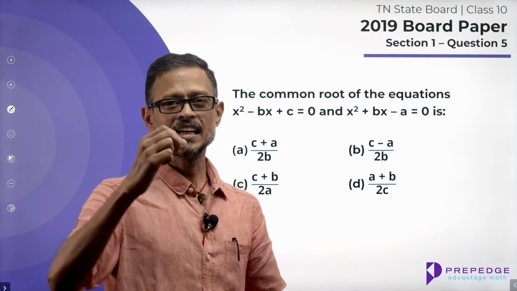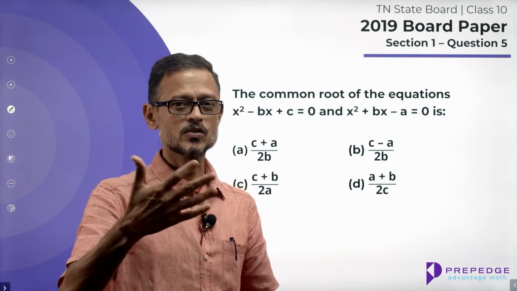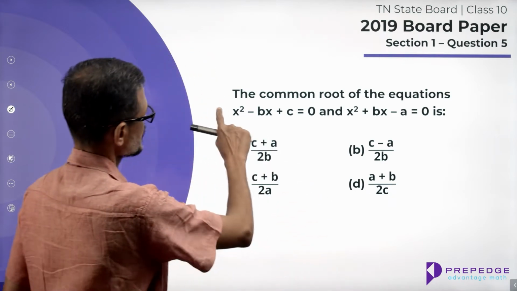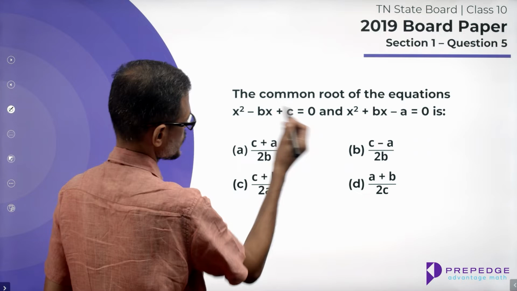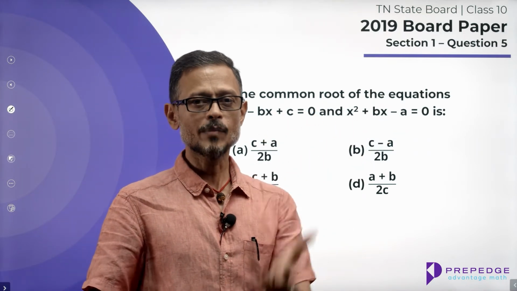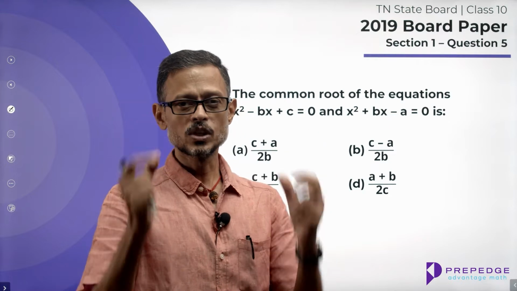It's an interesting question. Let's try and solve it two ways. The first method is by far the easiest one. I'll also walk you through an alternative method. The common root of the equations x square minus bx plus c equals 0 and x square plus bx minus a equals 0. இது ரெண்டுக்கு common root என்னன்னு கேட்டிருக்காங்க. இது ரெண்டுக்கு ஒரு root common இருக்கு.